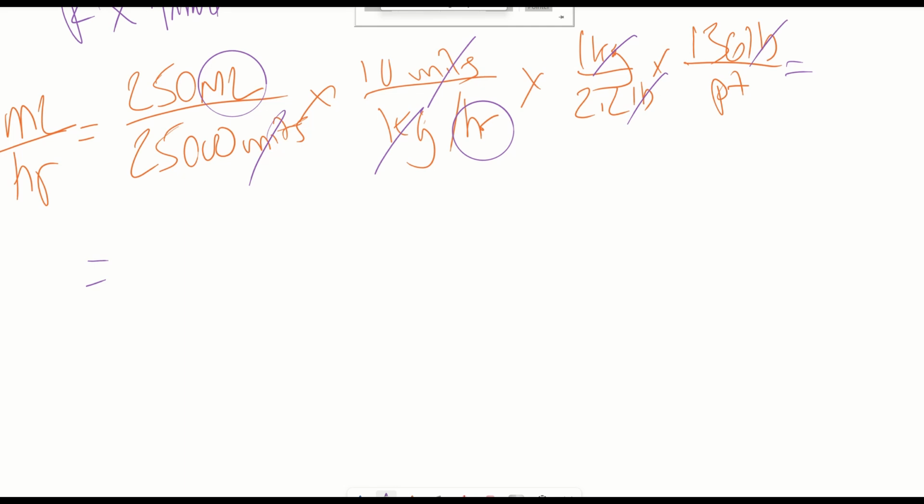61.8. Everybody else get 61.8? 61.8 what? mLs per hour, right? So what's next? What are we solving for? We're solving for what time it finished, right? So where do we go next? Because we're solving for hours, right? So 1 hour is 61.8.